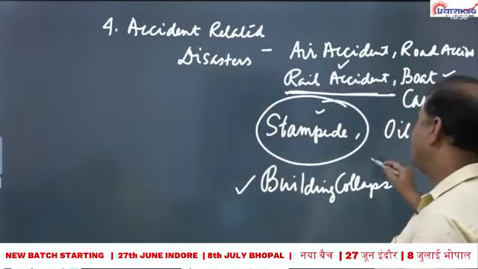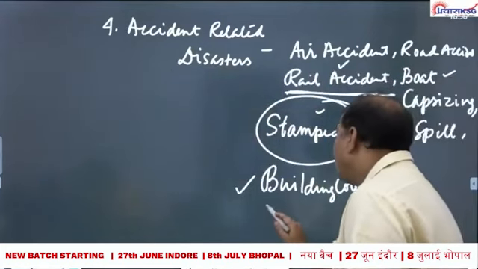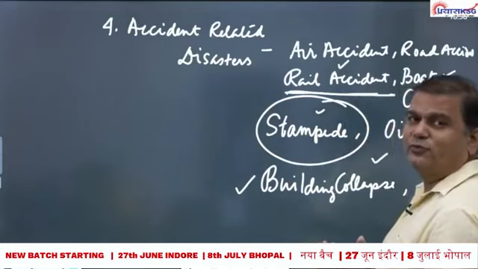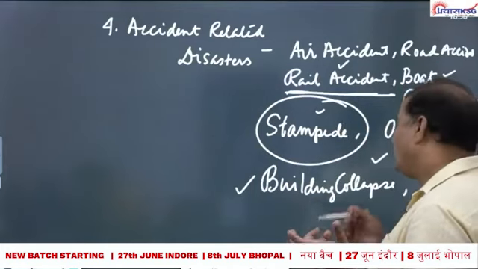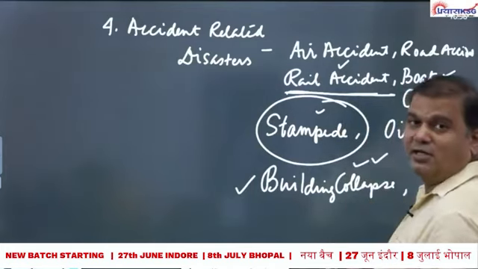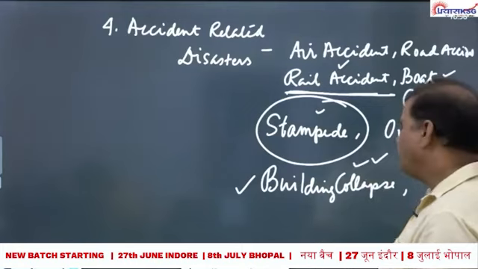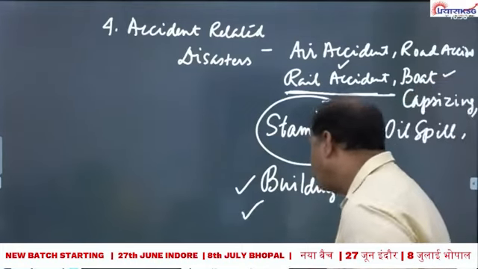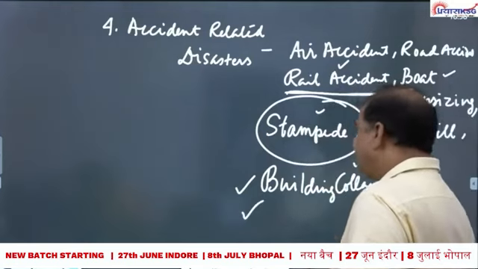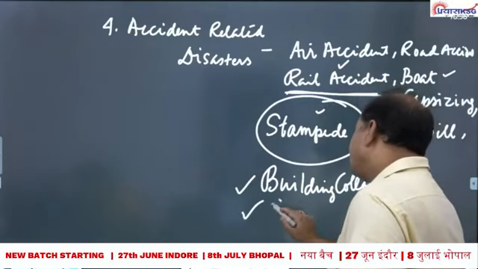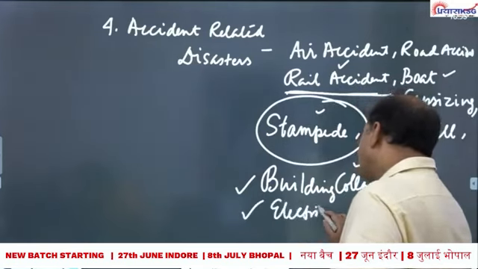Building collapse is a disaster. Then I told you also that there are two main disasters to which Mumbai is prone to. One is building collapse and second is urban floods. Heavy rainfall takes place in Mumbai. Then also we can see that another disaster in this category is what? Another disaster in this category is electrical disaster.